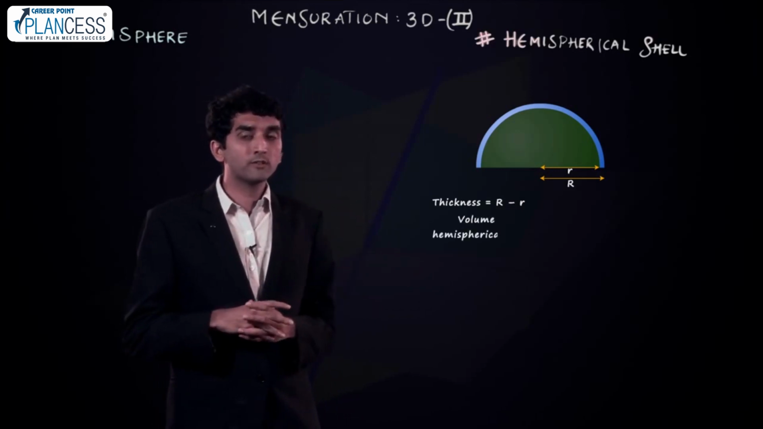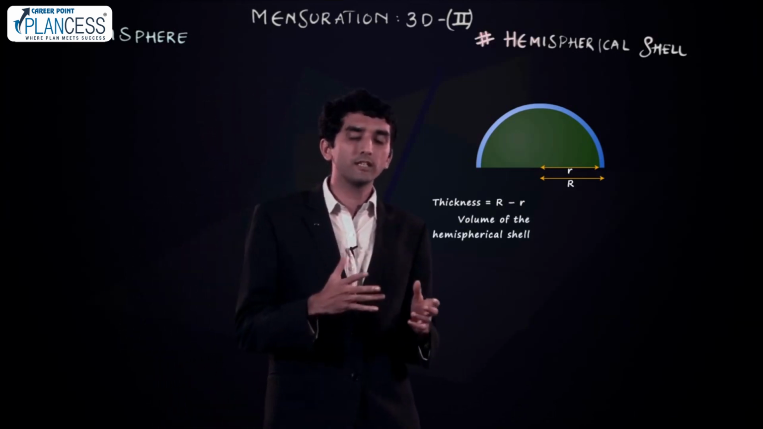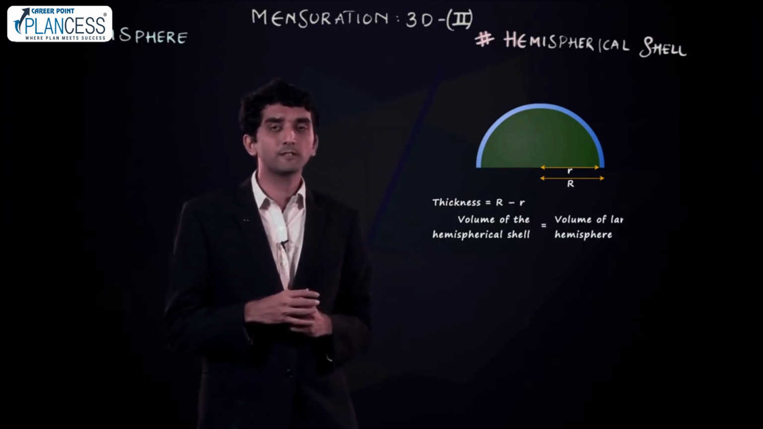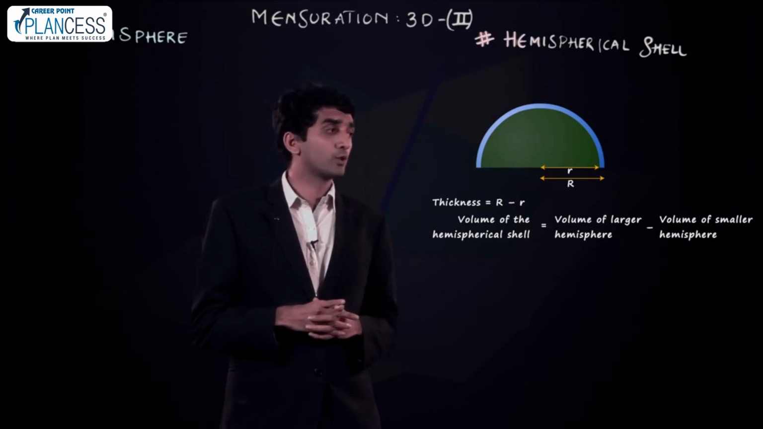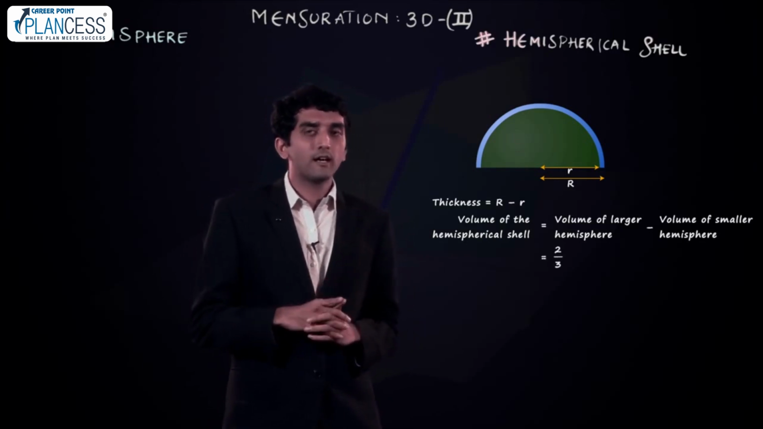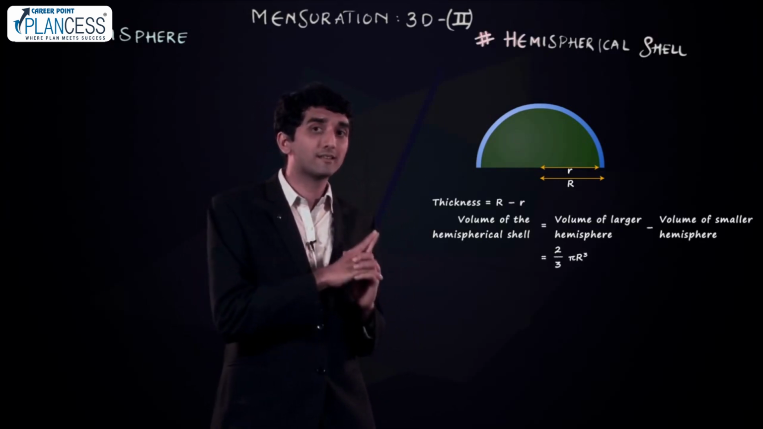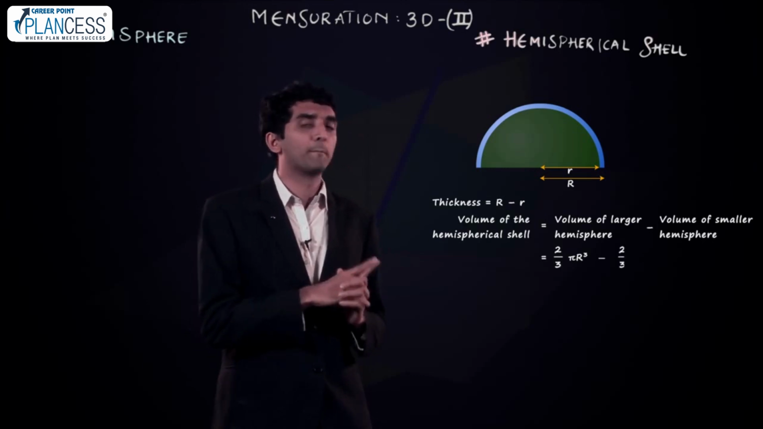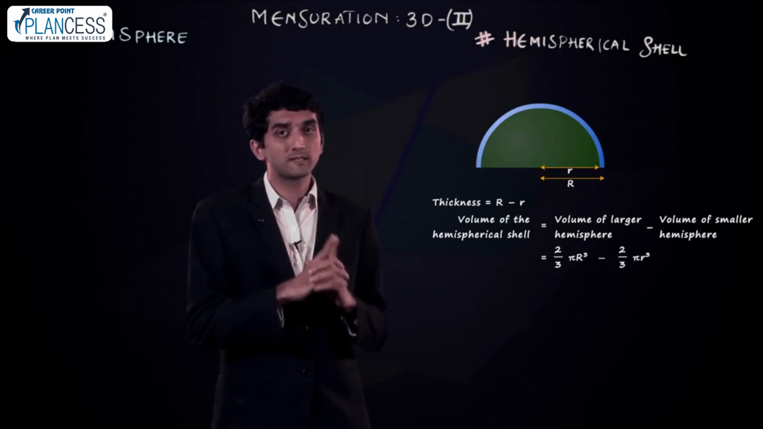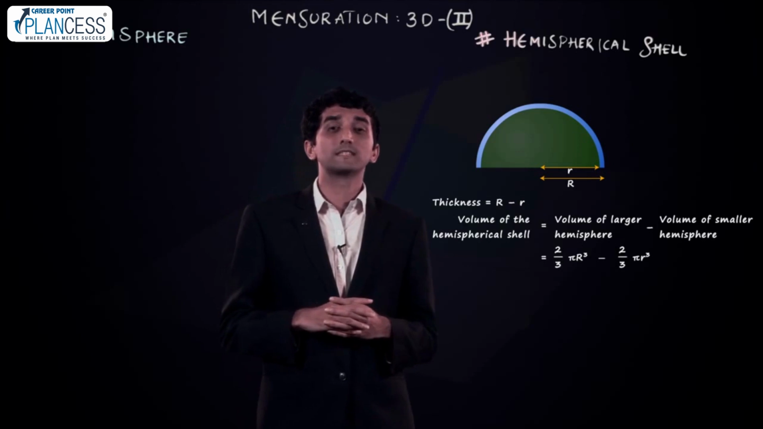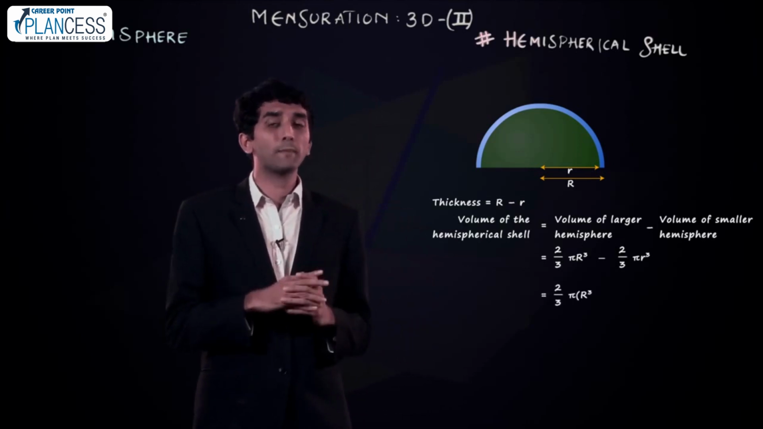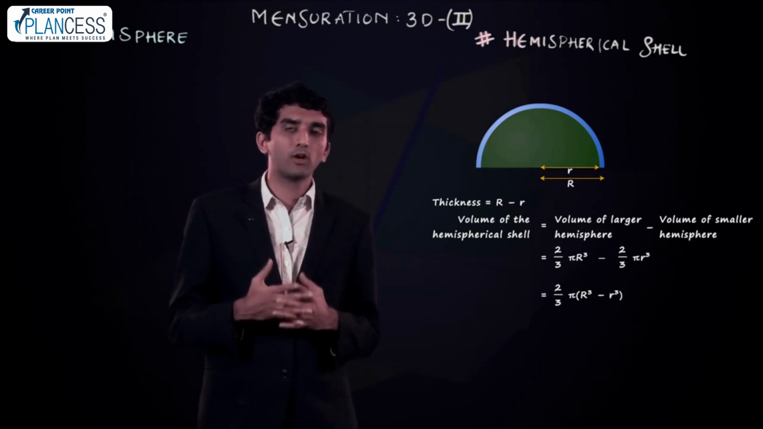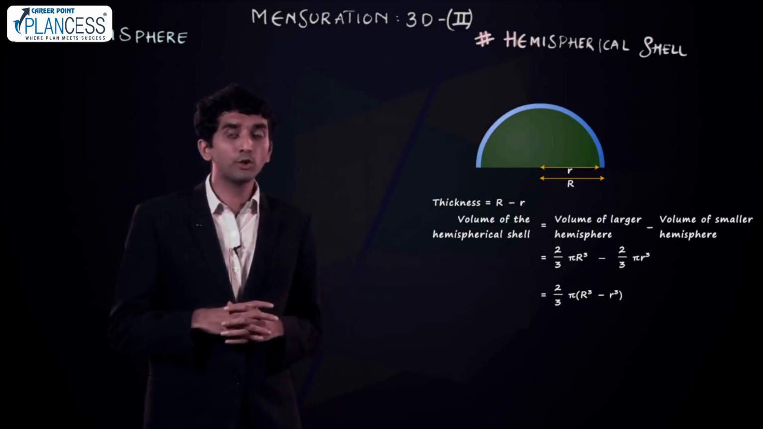Moving to the volume of this hemispherical shell, it's naturally going to be the volume of the larger hemisphere minus the volume of the smaller hemisphere, and that is going to be 2 by 3 pi capital R cube minus 2 by 3 pi small r cube, further which can be simplified as 2 by 3 pi into capital R cube minus small r cube. So this is about the volume.